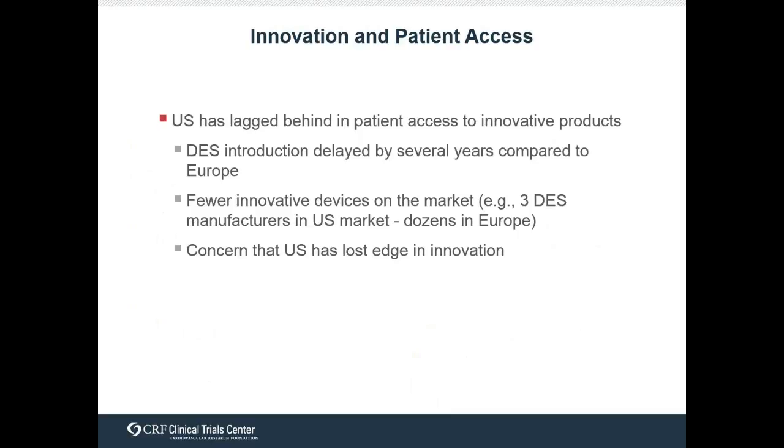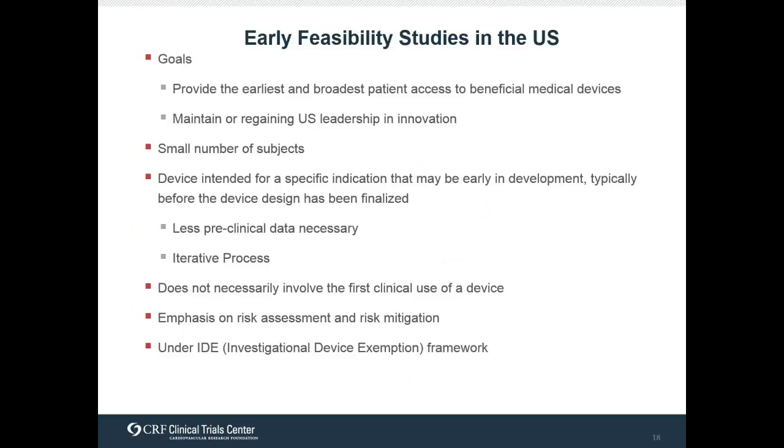This has led to a lot of frustration, both on the part of clinicians as well as the public and Congress, with the US lagging behind in ultimately patient access to innovative products. And particularly in the device field, we're talking about innovation. So as a prototypic example, drug-eluting stents introduction were delayed by several years compared to Europe. And even now, there are much fewer, and only the big strategics have drug-eluting stents on the market in the US versus actually dozens of approved products in Europe. So there is now added concern that the US has lost its edge in innovation.